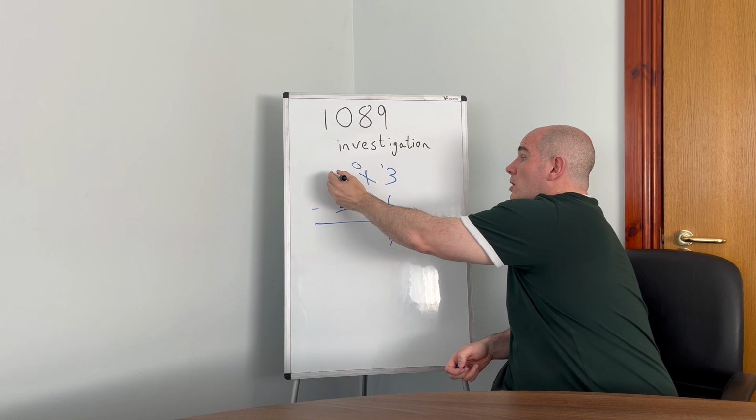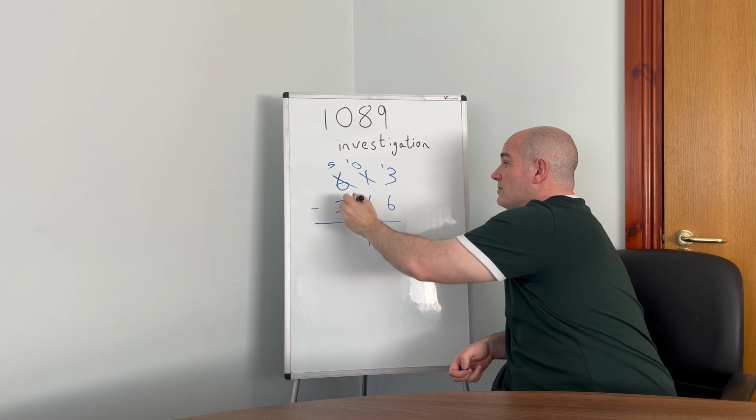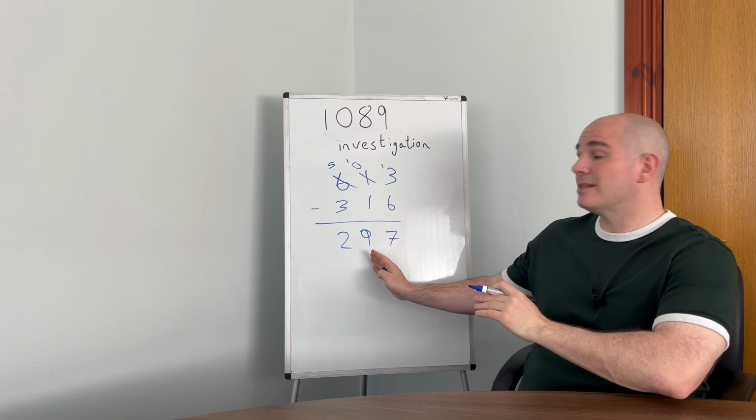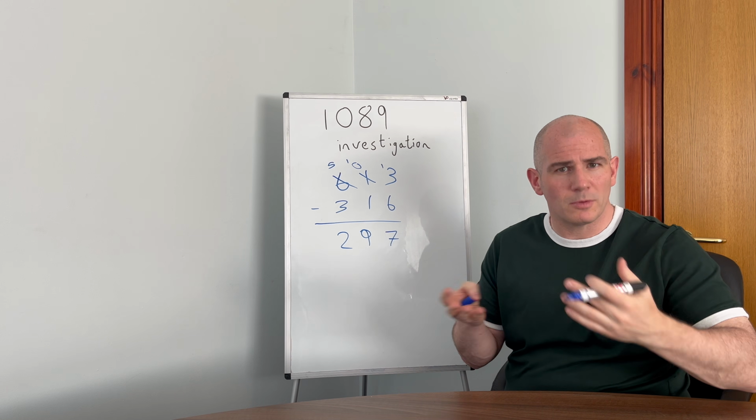Okay, 0 take away 1, we're going to borrow again. So that's now 5 and a 10. 10 take away 1 is 9, and 5 take away 3 is 2. So as you can see, we've got 297. The middle digit should always be 9, and these two digits should add together to be 9. That's just something that you'll notice with the answers.